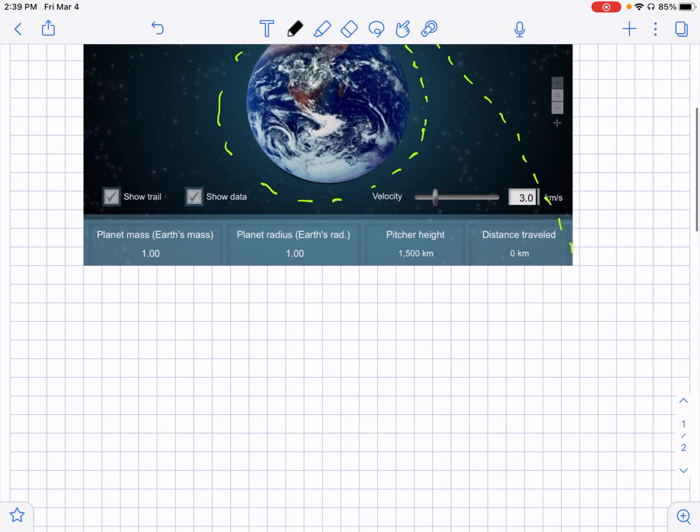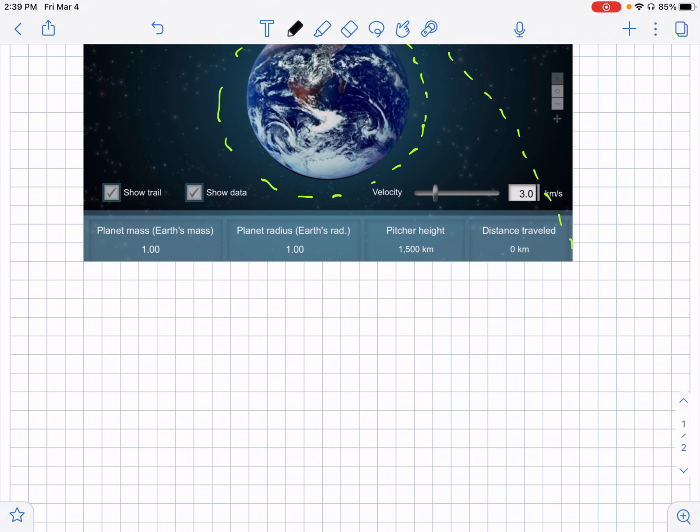Down here, a couple things we need first. We need to know the mass of the Earth, which is equal to 5.98 times 10 to the 24 kilograms. And then we need to know the radius of the Earth, which is equal to 6.4 times 10 to the 6 meters.